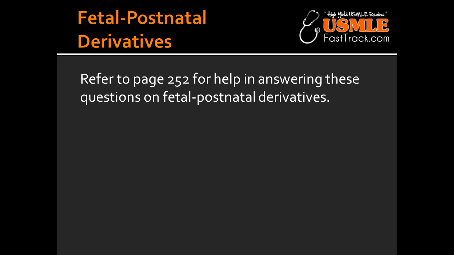What does the allantois become postnatally? Allantois becomes urachus, the median umbilical ligament. What is the urachus? Urachus is part of the allantoic duct between the bladder and the umbilicus. What is the remnant of the urachus?